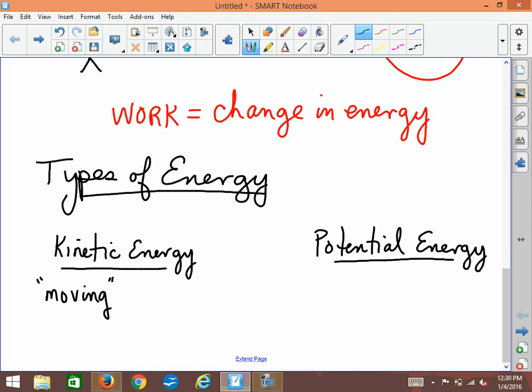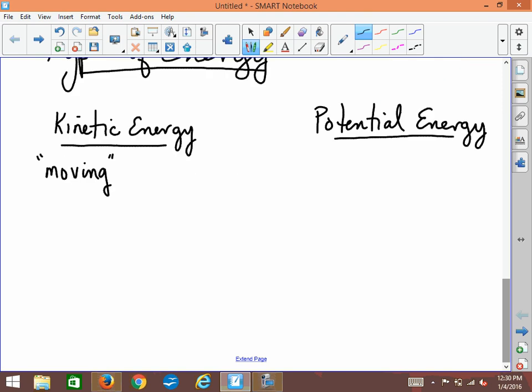A ball rolling down a hill, a duck swimming across a pond, a rocket going to the moon, a car driving on the highway, etc. Even a person waving their hand back and forth. Any kind of motion or moving is what we call kinetic energy. There are certain kinds of energy that are caused by motion, and the most common one is heat.